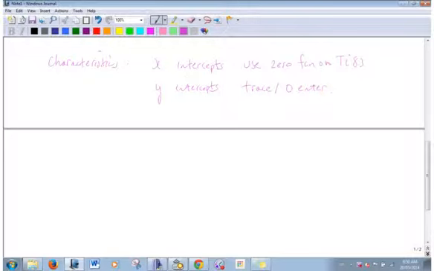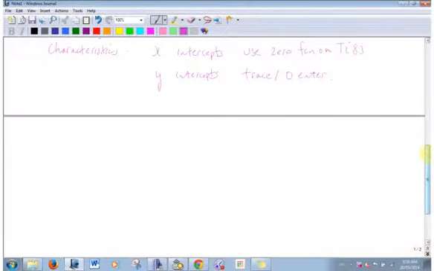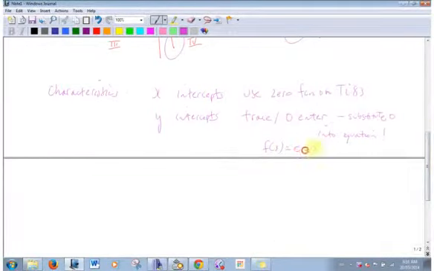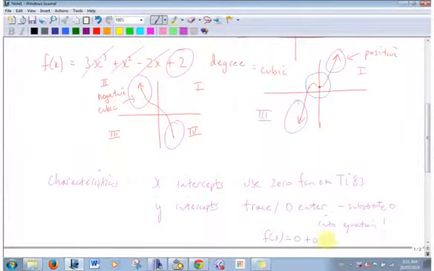Trace, 0, enter. But you shouldn't have to. You're smart kids, big kids, grade 12, graduating in 10 days, then you don't show up anymore. So I'll write that, but what you should be doing is substitute 0 into the equation. So just the one above, f of x is 0 plus 0 minus 0 plus 2 equals 2.